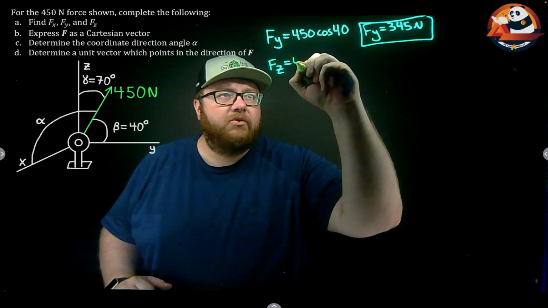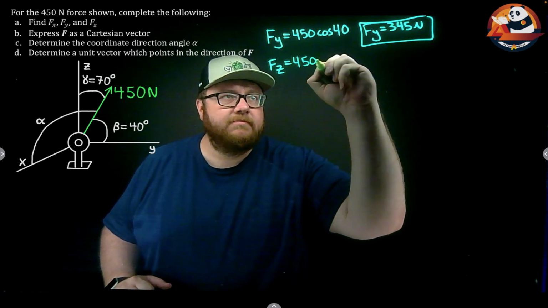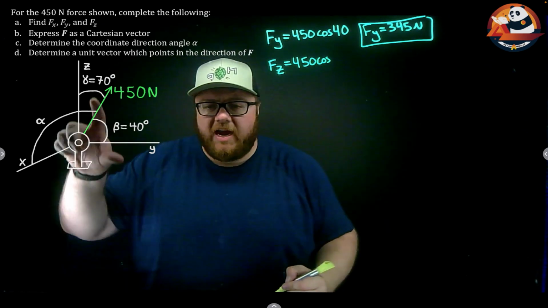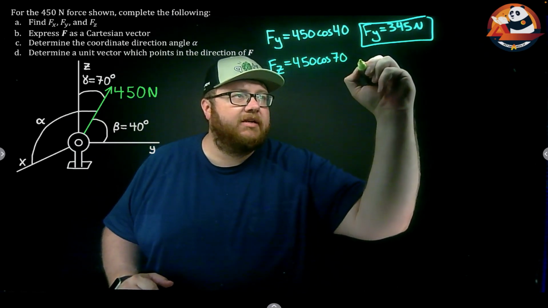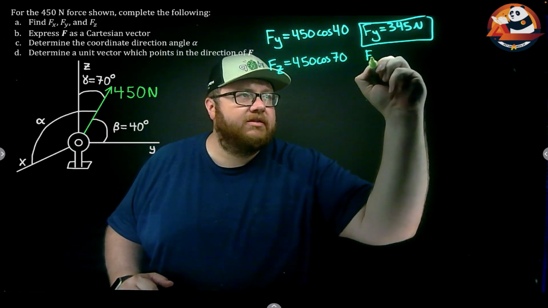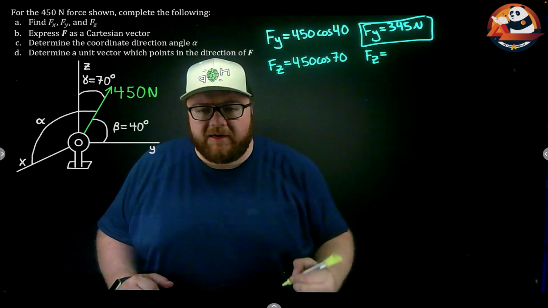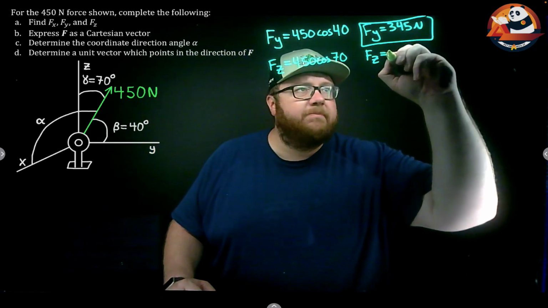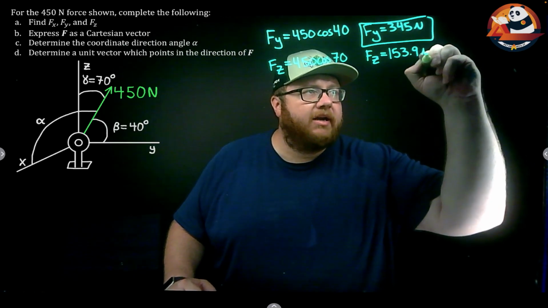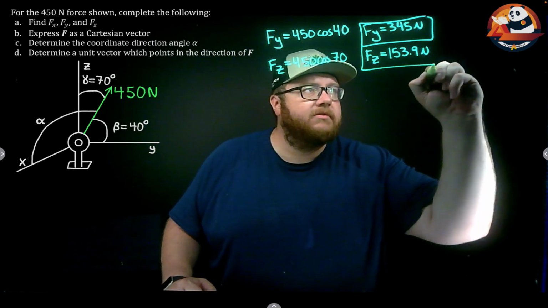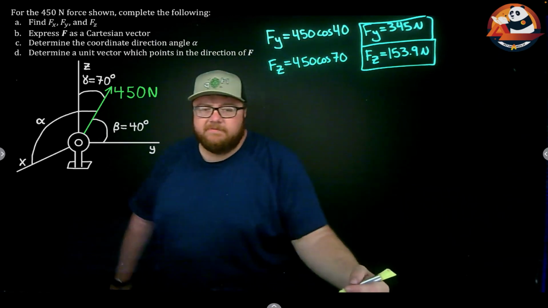Similarly, I can get that my Fz, that force in the z direction, is my total force, 450, times the cosine of gamma, which I know gamma is 70 degrees. Cosine 70. My Fz ends up being 153.9 newtons. Which is the second answer for us.